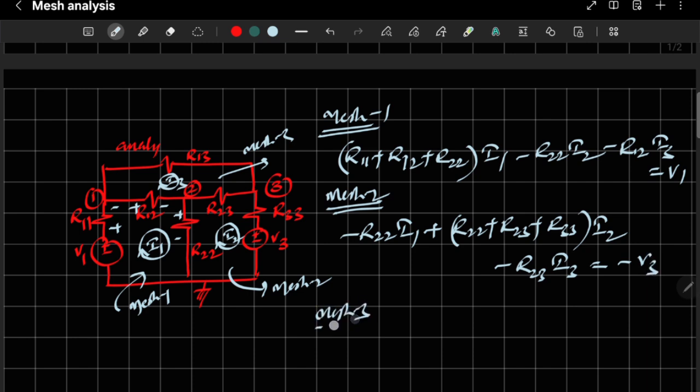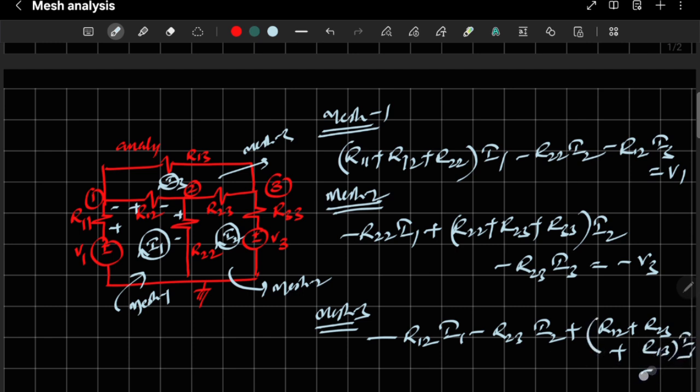Now mesh 3. In mesh 3, first with respect to I1, the R12 resistor is common to both 1 and 3. So minus R12 into I1. Next, what is common to 2 and 3? R23. So minus R23 into I2. Now all the resistors which are available directly in mesh 3 are R12 plus R23 plus R13 multiplied with I3, is equal to 0.